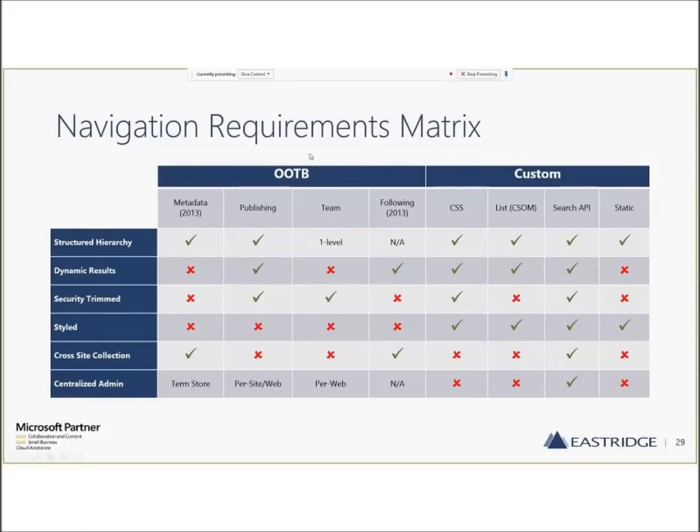This is our navigation matrix here. Some of the requirements, how they mesh up with the different solutions, and we just tried to brainstorm what the most common requirements that we received were, what the out-of-the-box versus the most common custom solutions that you might come up with, and how these things mesh together. And as you can see, there's one column here that really stands out. It's sourcing data from search. So the search API as a data source satisfies all these requirements, especially the security trimming, especially cross-site collection.